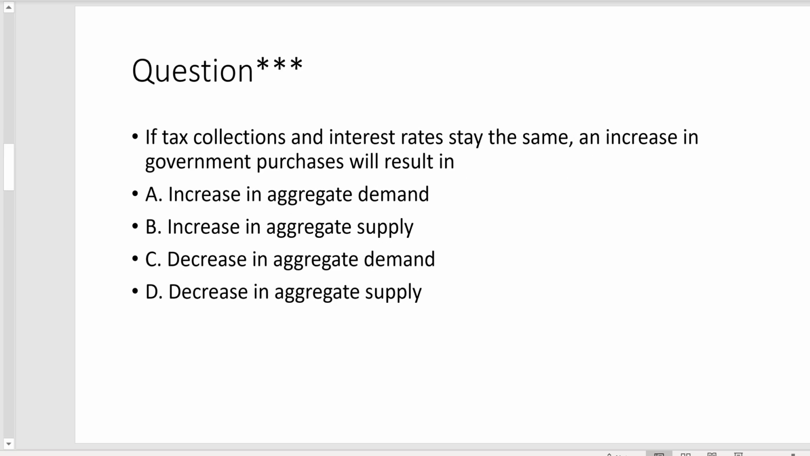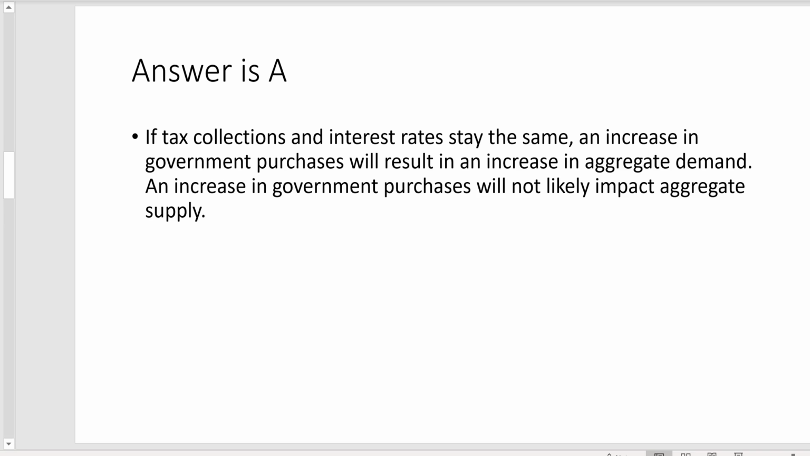How about this? If tax collections and interest rates stay the same, an increase in government purchases will result in what? So we're not changing anything else, but an increase in government spending is going to increase aggregate demand because the government is a buyer of goods and services too. As the government spends its money in the economy, that's going to result in an increase in aggregate demand. Letter A. It's not going to do anything to supply, but it's going to increase aggregate demand.